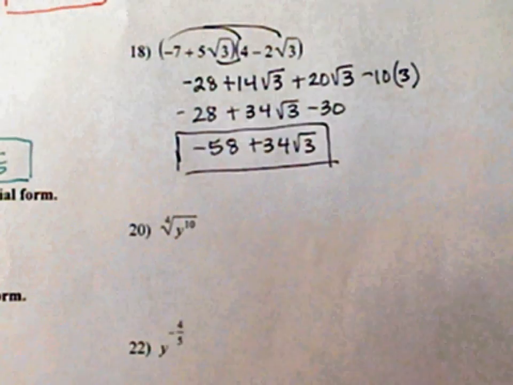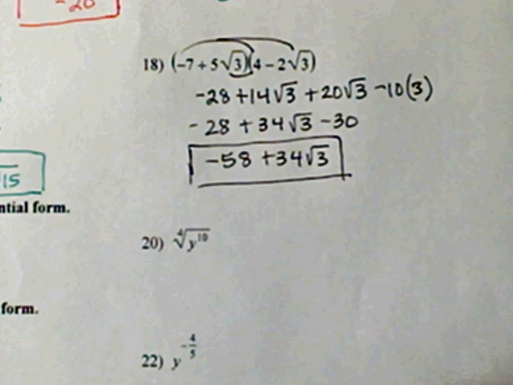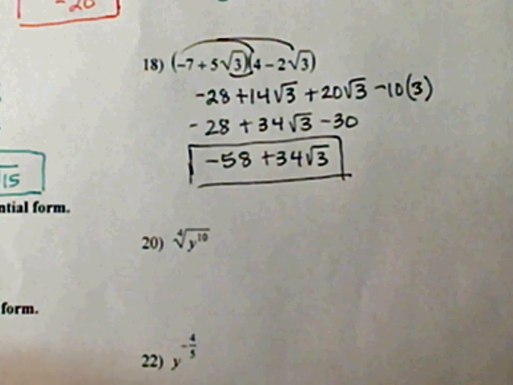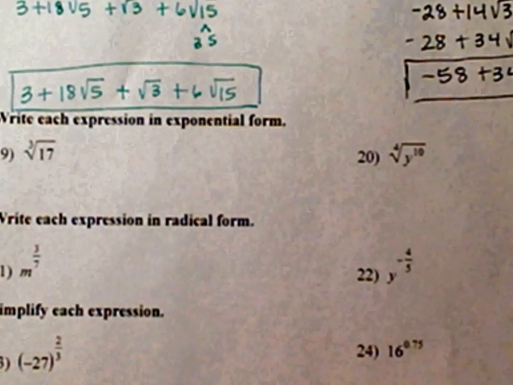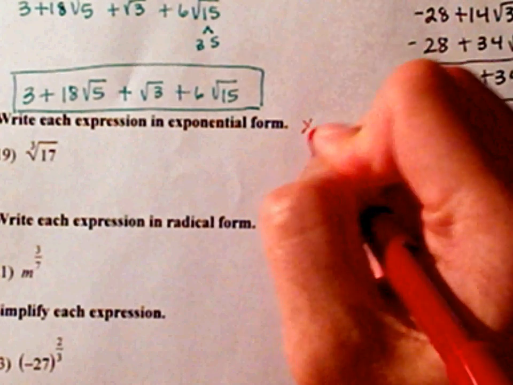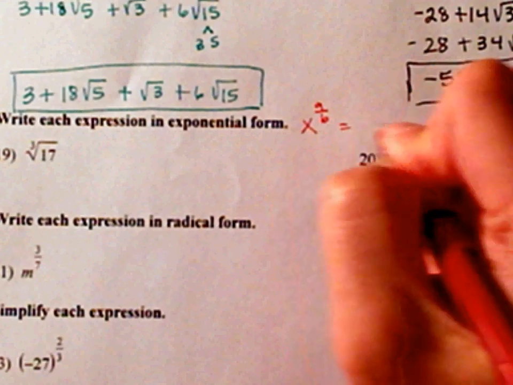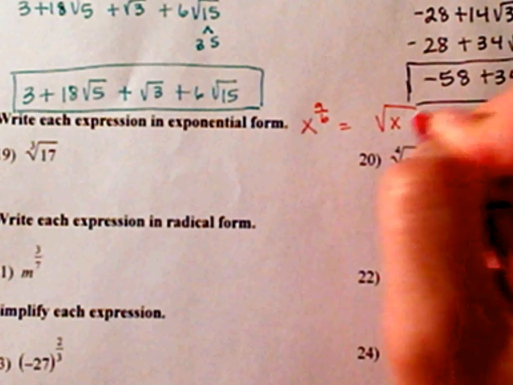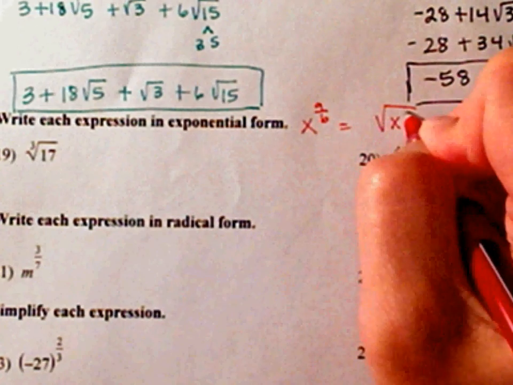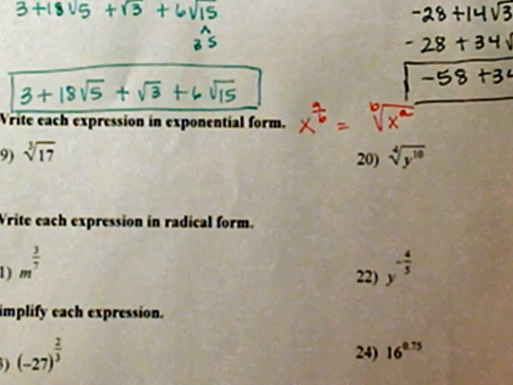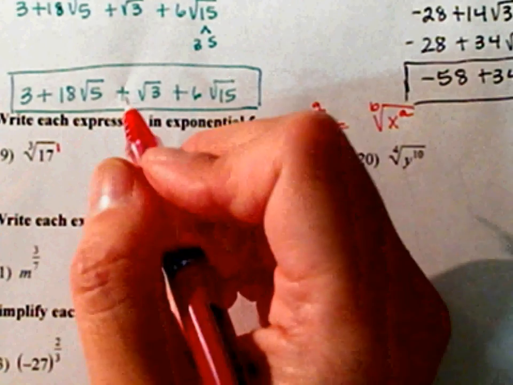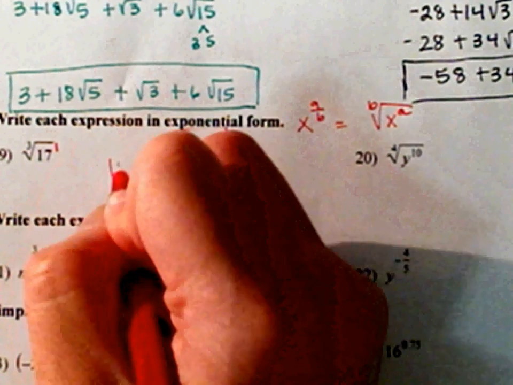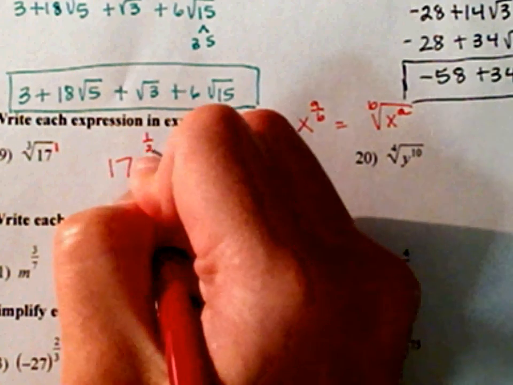Okay. Number 19. It says, write each expression in exponential form. Here's a little reminder. X to the a over b is the same thing as a radical. X to the a with a root of b. So just kind of keep that in mind. Here's your exponent. Write it in exponential form. Your base is 17, so it's 1 over 3.